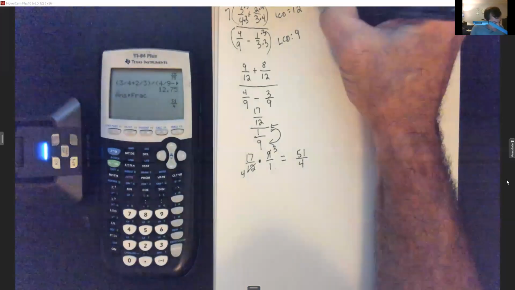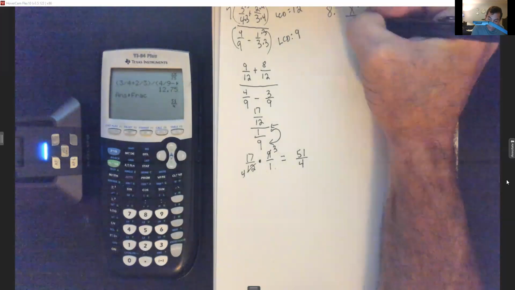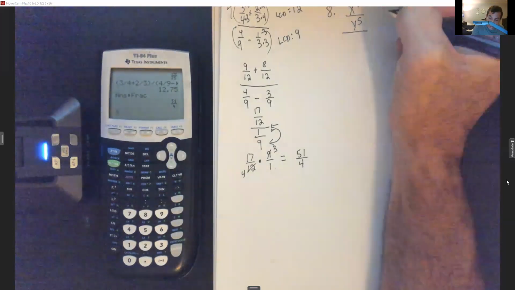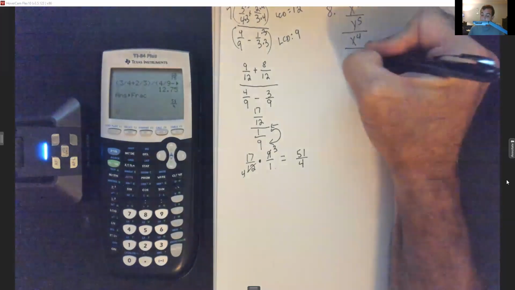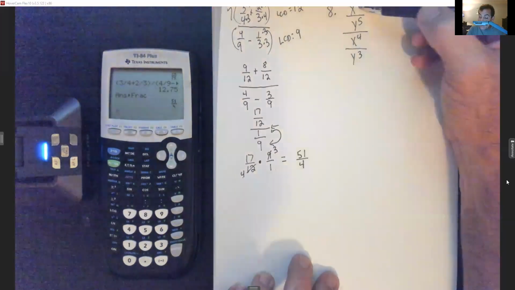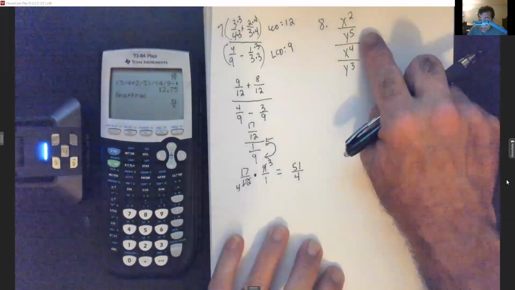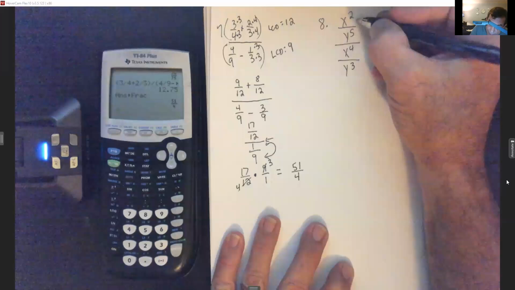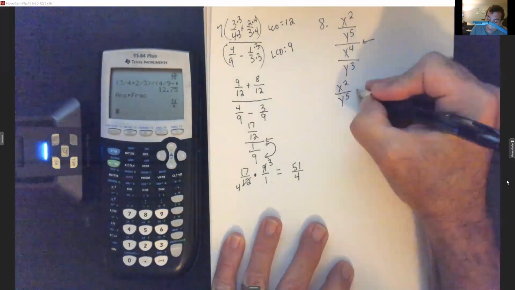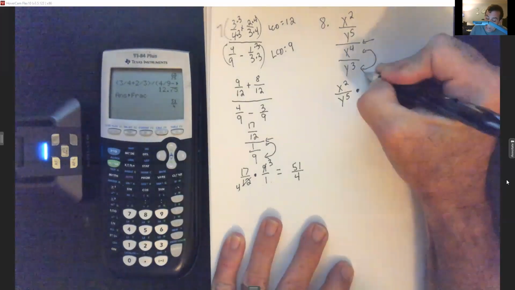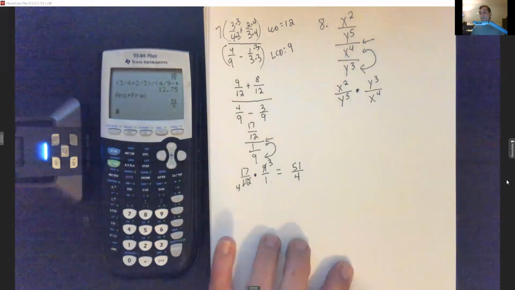All right, number 8, same thing. I've got x squared over y to the 5th being divided by x to the 4th over y to the 3rd. So I'm happy because this is already one fraction. The bottom is already one fraction. So since I've got an x squared over y to the 5th and an x to the 4th over y to the 3rd, I'm going to take the top fraction and write it in. Turn that division into multiplication, and then flip the bottom fraction so that I get a y to the 3rd over x to the 4th.